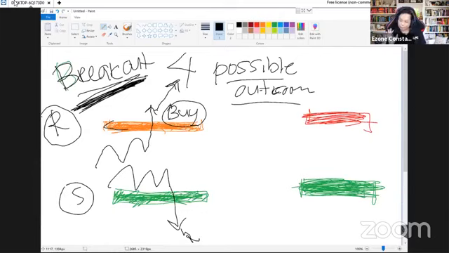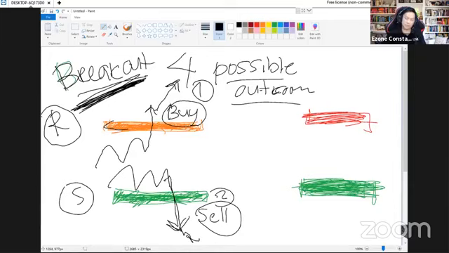Now in the forex market, it doesn't matter. If the support breaks, it is going to make you profit. Go down, you can sell here, and you can take profit even at the lower section. Now this is the first possible outcome: if it breaks above, you buy. This is the first situation. If it breaks down the support, you sell. So this is the second situation.